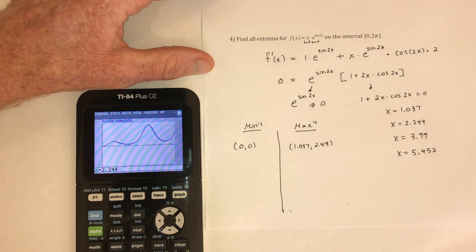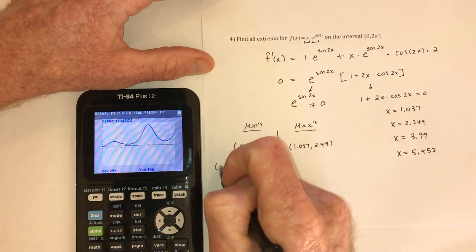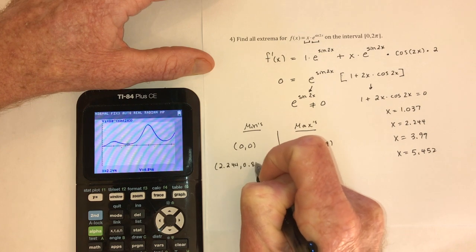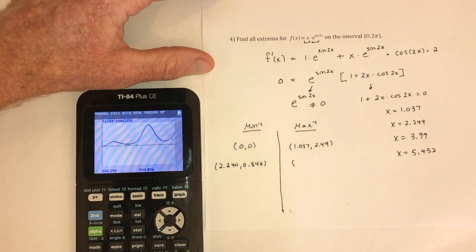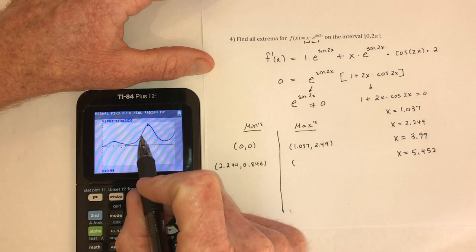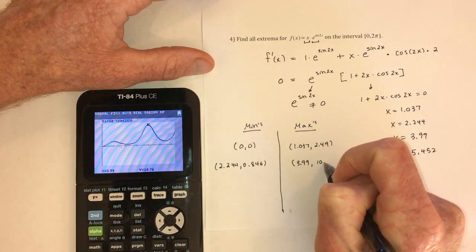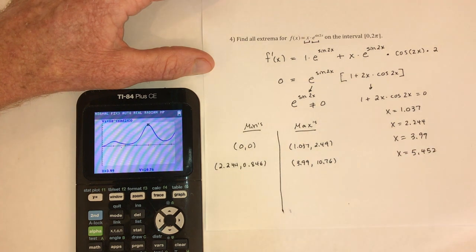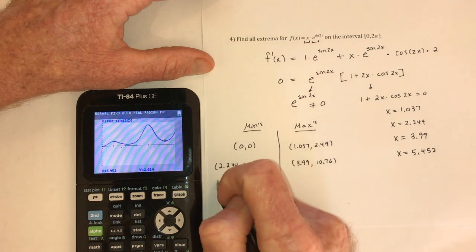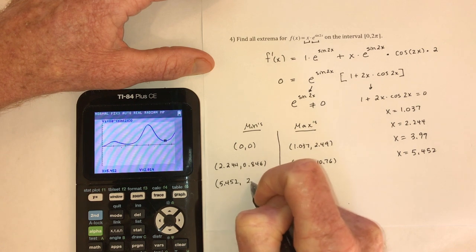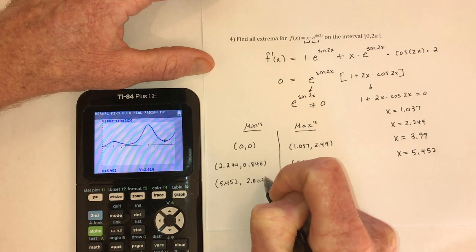Next up is 2.244. That's a minimum. 2.244, comma, 0.846. Next is 3.99 at the top of that hill. So that's a maximum, 3.99, comma, 10.76. And then the last one, 5.452. That's a minimum, 5.452 for x and 2.014 for y.